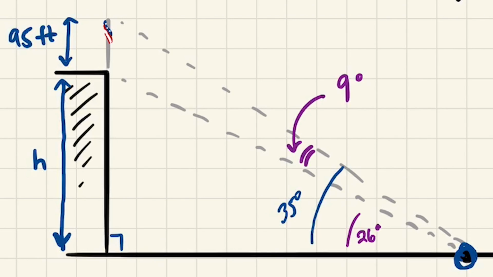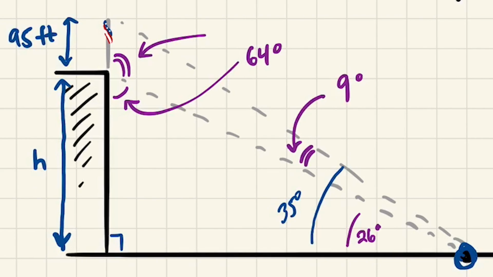Well, let's see. Can we figure out this angle up here? Well, yes, we can, because we can figure out this angle. So this angle right here is the complement of 26 degrees because it's the other acute angle in a right triangle. So 90 minus 26 is 64 degrees. Okay, and that means that this angle right here, which is the supplement of 64 degrees, is 180 minus 64, which is 116 degrees.